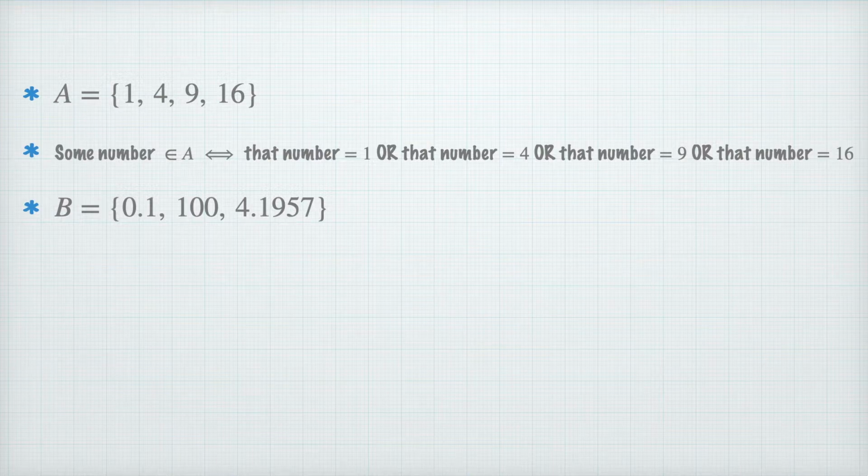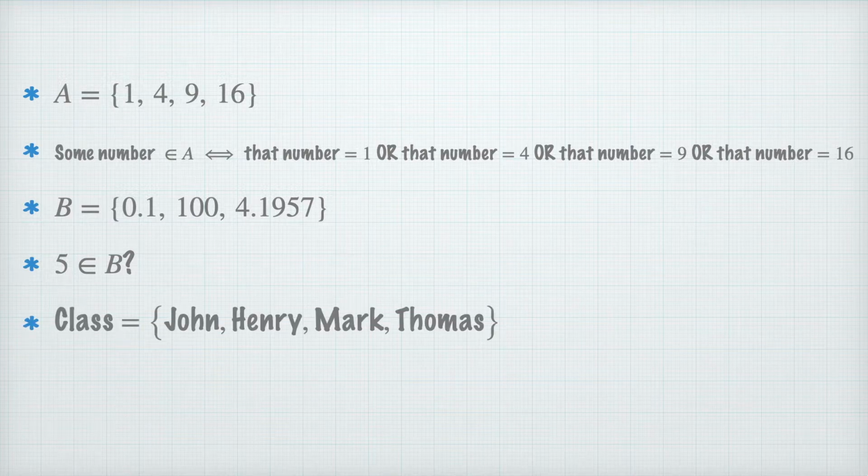You see, the set B consists of the numbers 0.1, 100, and 4.1957. There's no reason why I chose those numbers. They're completely arbitrary. And well, let me ask you, is 5 in B? What would be the truth value of the statement? Well, clearly the number 5 is not present in B. Therefore, the truth value of this statement is false, or 0 as you would express it in binary.